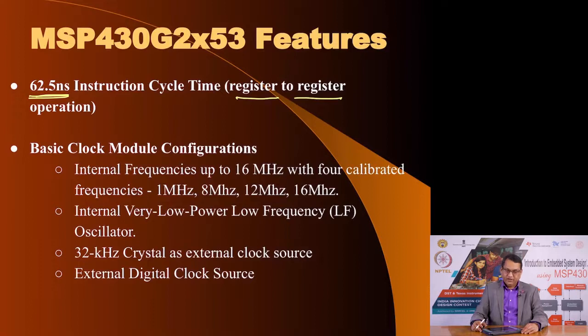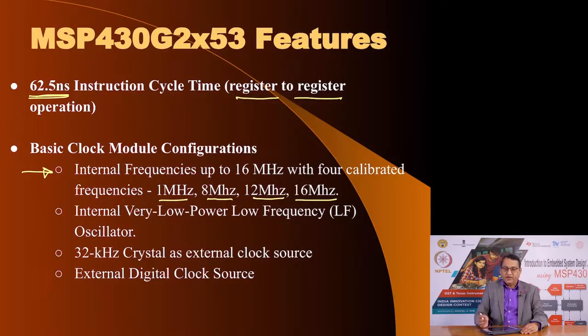but this is the fastest instruction that you can execute on the MSP430 microcontroller. The internal clock generator, which could take inputs from external pins, we will see which are those pins, or you could utilize internal RC oscillators, offers a wide variety of options. One of them is you can have calibrated internal frequencies up to 16 megahertz, and you can choose whether you want to operate at 1 megahertz or you want to operate at 8 or 12 or 16 megahertz.